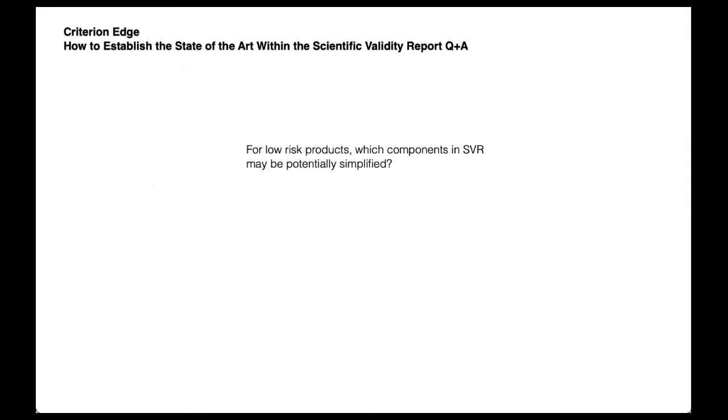Okay, so it looks like the first question is getting at the low risk versus high risk products, I suppose. So which components in the SVR could potentially be simplified? Honestly, it's the same approach. If you have a high risk versus a low risk product, you still have to show that association between the analyte and the clinical condition. You may have a slightly shorter risk assessment, but that would be affecting your CPR more so than your SVR. Your SVR is establishing the scientific validity, and that doesn't change whether your particular IVD is low risk or high risk.